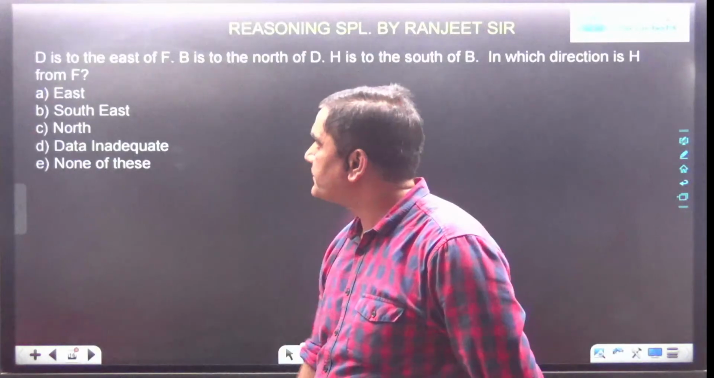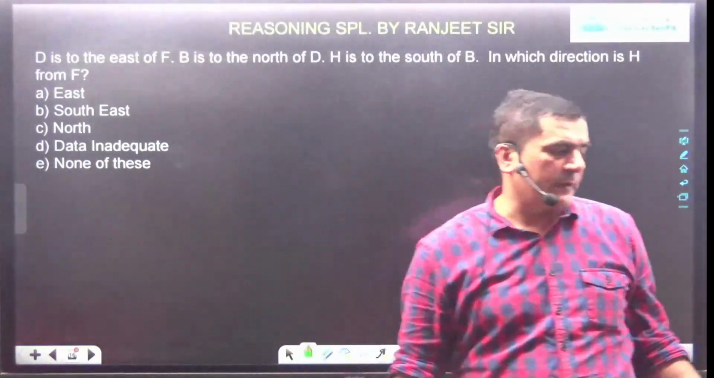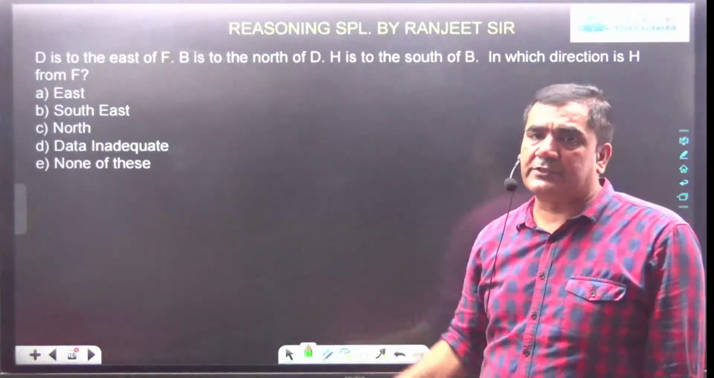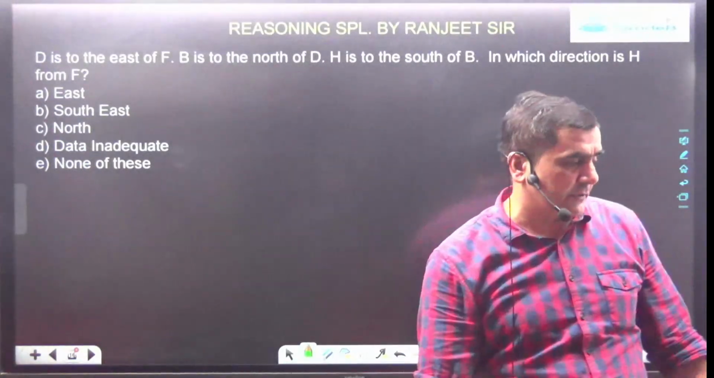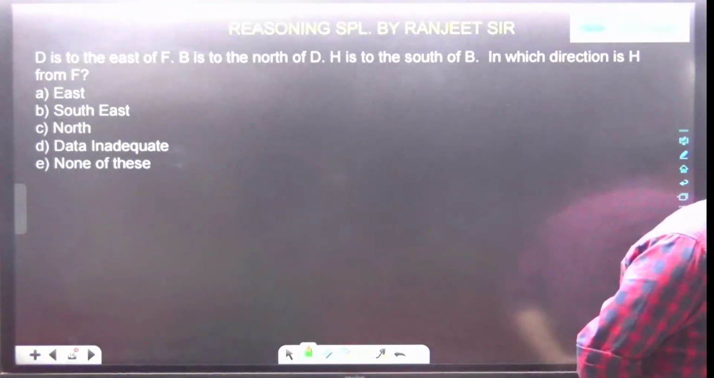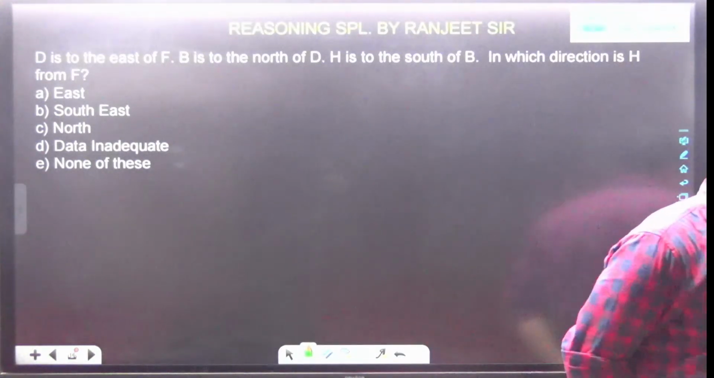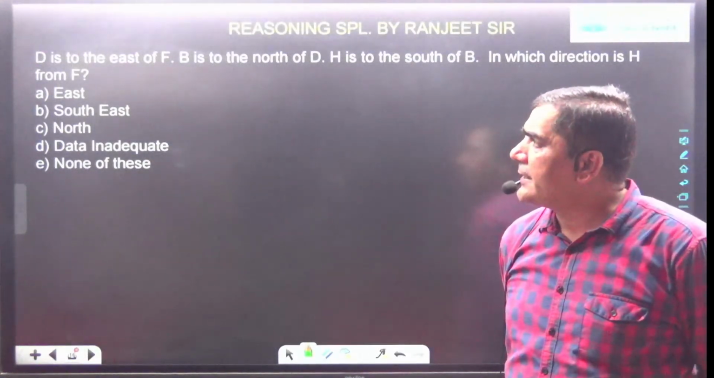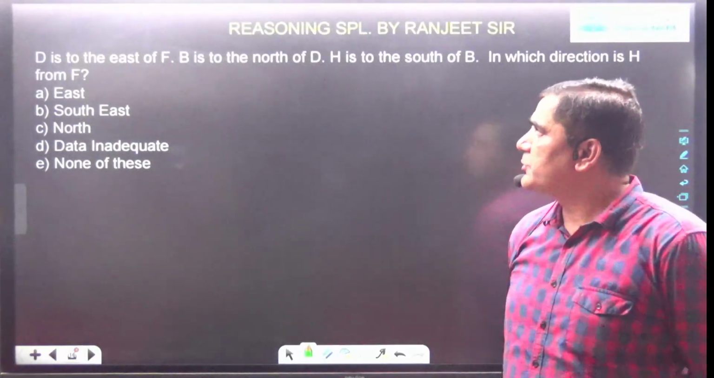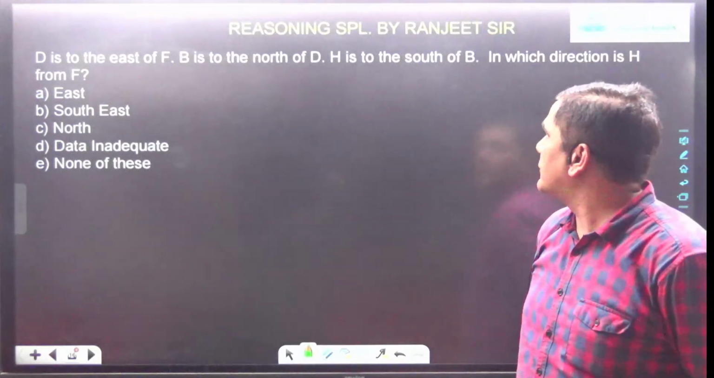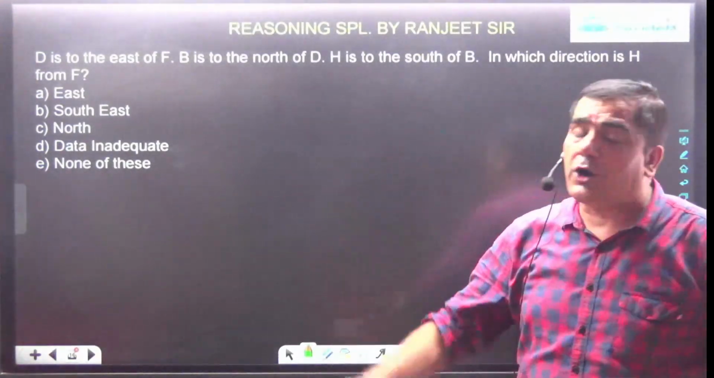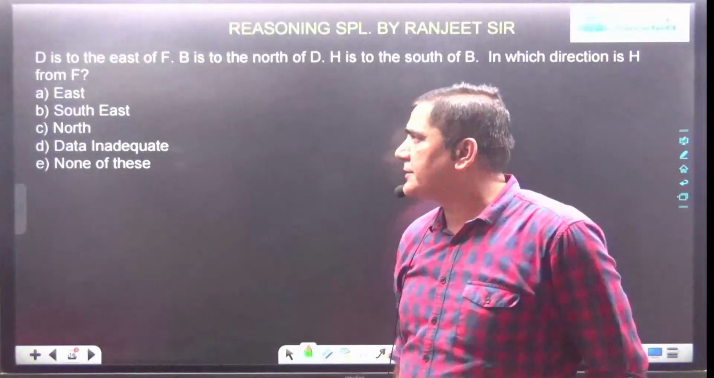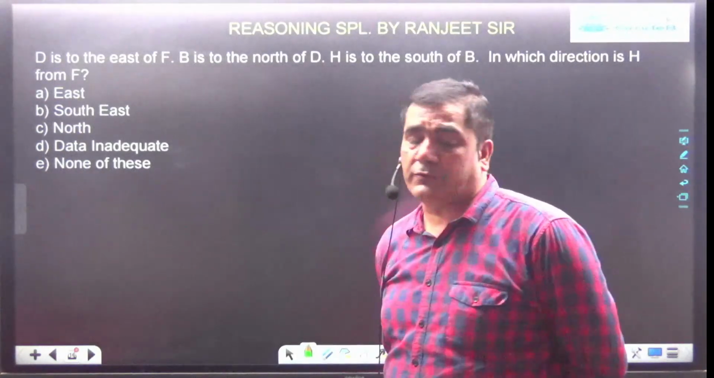Just leave this. What's the answer for this one? This question has been asked in your PO examination. Same problem as asked in your PO examination. This is a previous year question from Bank PO. They are saying D is to the east of F, B is to the north of D, H is to the south of B. In which direction is H from F? Options are east, southeast, north, data inadequate, none of these.